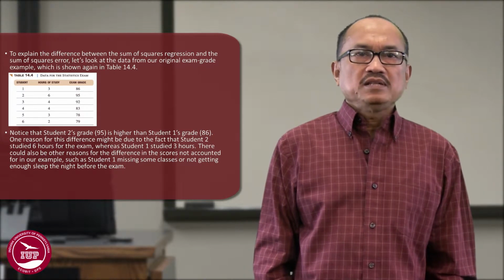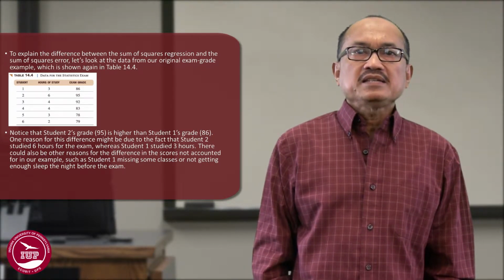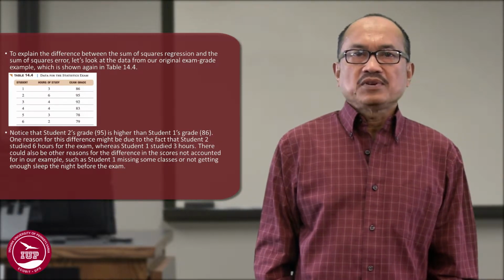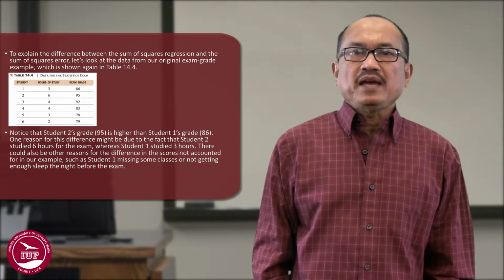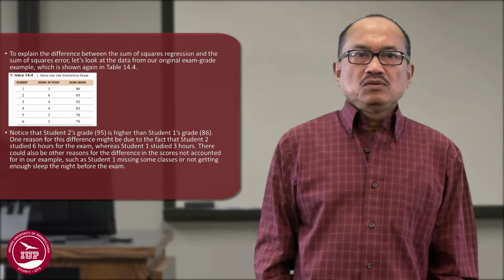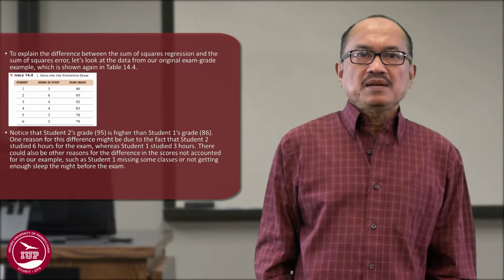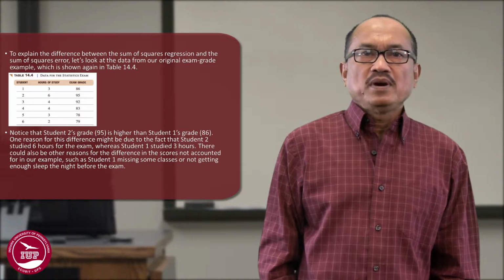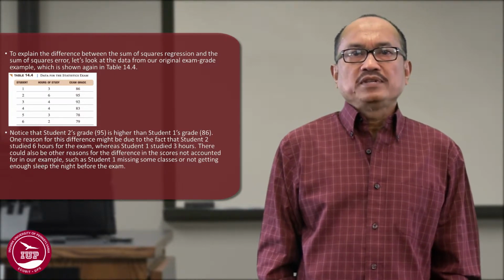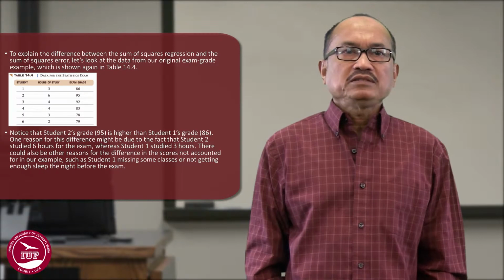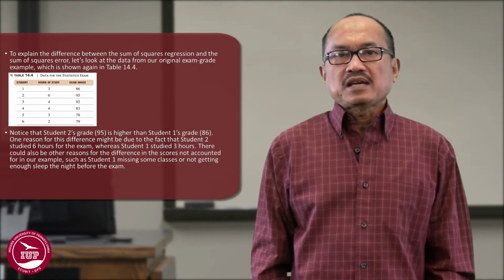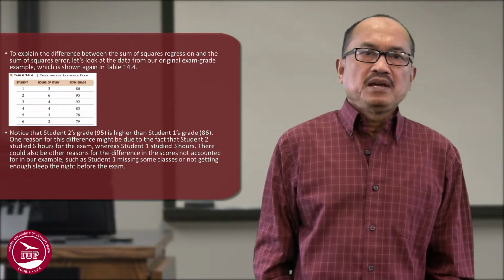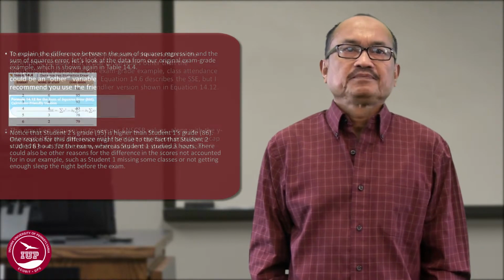Notice that student 2's grade, or 95, is higher than student 1's grade, or 86. One reason for this difference might be that student 2 studied 6 hours for the exam, whereas student 1 studied 3 hours. There could also be other reasons for the difference in the scores not accounted for in our example, such as student 1 missing some classes or not getting enough sleep the night before the exam.